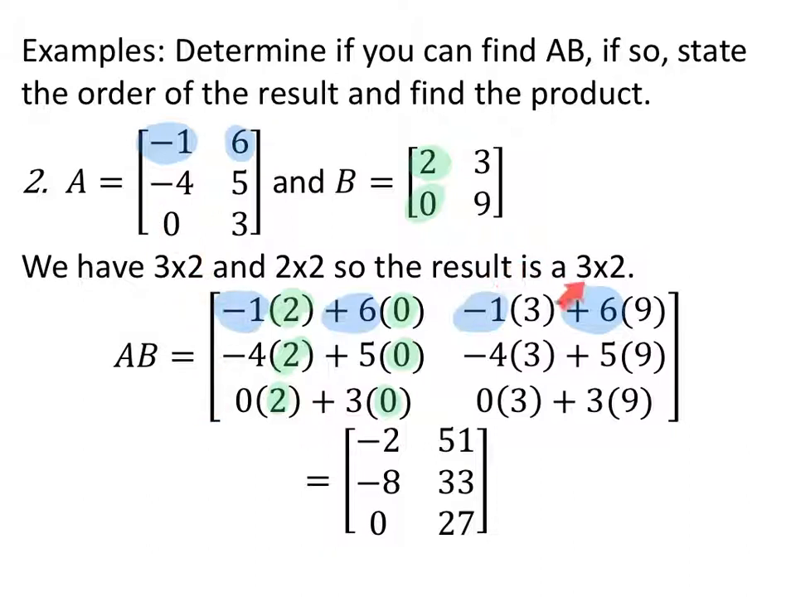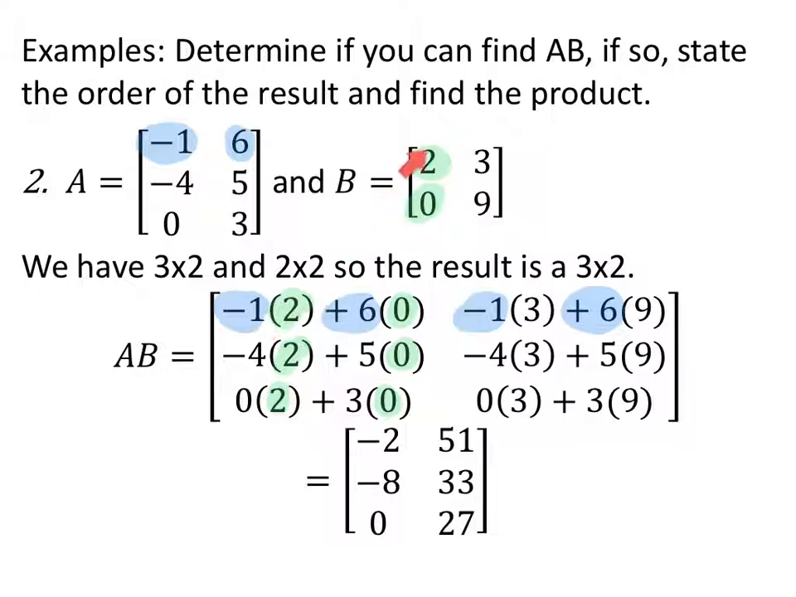I know that I have a 3 by 2, so I'm going to use all 3 rows of A and put them into 2 columns. So the first row: -1 parentheses plus 6 parentheses. Second column: -1 parentheses plus 6 parentheses. Row 2 is -4 and 5, so -4 parentheses plus 5 parentheses, twice, because that's my result. Row 3 is 0, 3: 0 parentheses plus 3 parentheses, twice. And then I can come back in and fill in my columns.